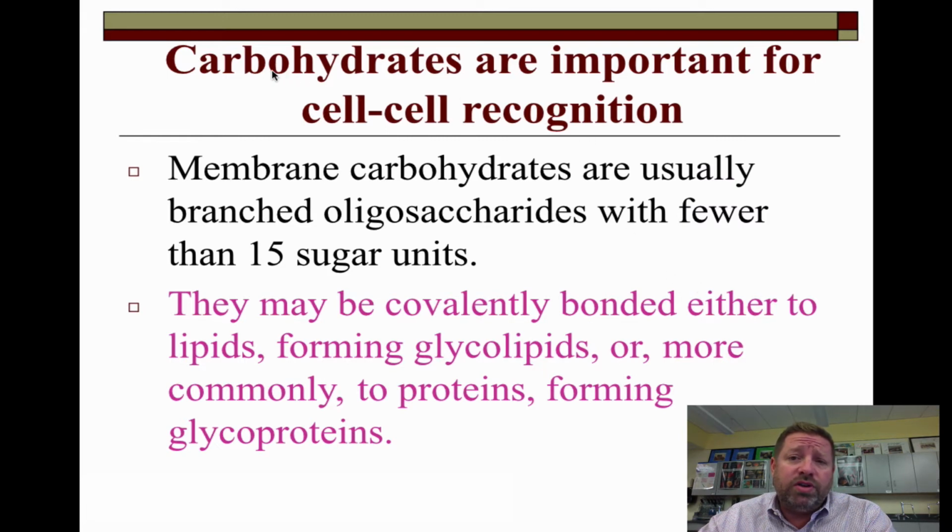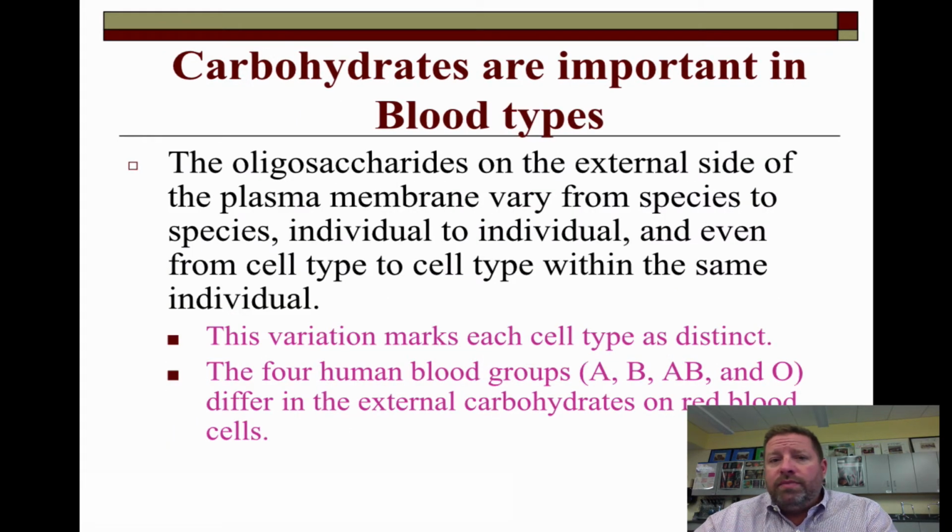So once again, you can have glycoproteins and glycolipids work as markers. This is super important in blood types. We'll talk about this a little bit in class. There are 4 blood types: A, B, O, and AB. In reality, there's only actually 2.